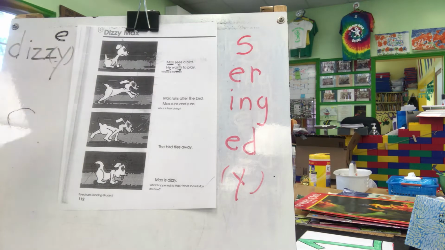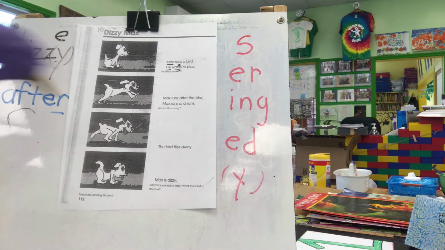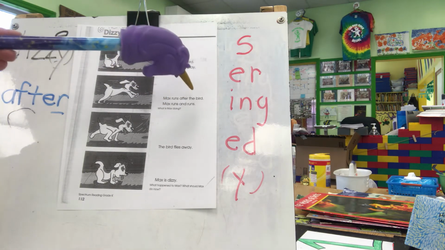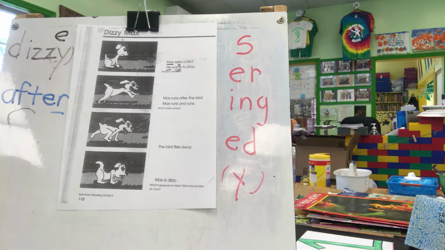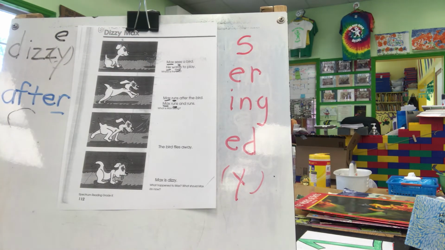Look at the picture. Max runs. Oh, word alert, word alert, word alert. We don't know this one either. A-F-T-E-R. All right, we know the ER ending is er, so sound it out. After. Max runs after the bird. Max runs and runs. All right, we'll put a line under Max. What is Max doing? 2 lines under runs. He's a runner. He's running. He ran after that bird. Max runs and runs.